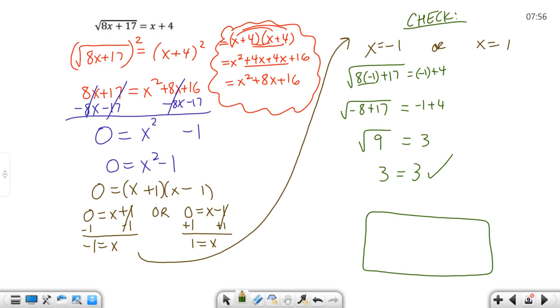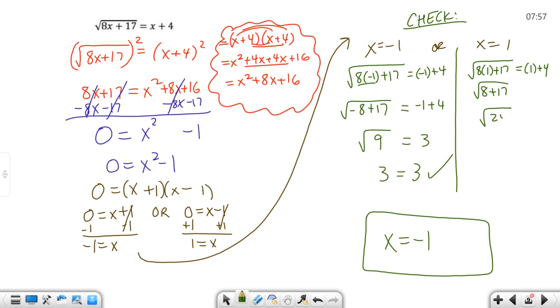So if I have an answer box down here, I know already x equals negative 1. What I don't know is, do I put a plus or minus 1? Or put a 1 in there with it? Or do I just leave it negative 1? So let's find out. We're going to check 1. Square root of 8 times 1 plus 17 equals 1 plus 4. So this is 8 plus 17 under the radical, which is 25. And what is the square root of 25? 5. And over here, this is 1 plus 4, which is, wait a minute, 5. That checks out too.